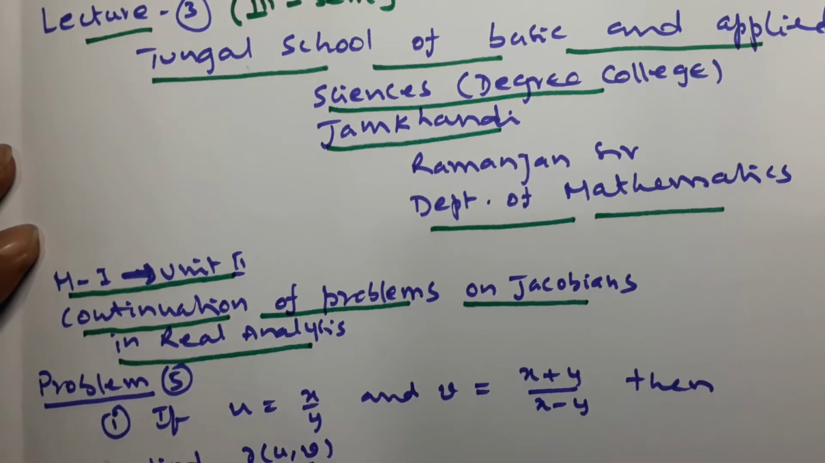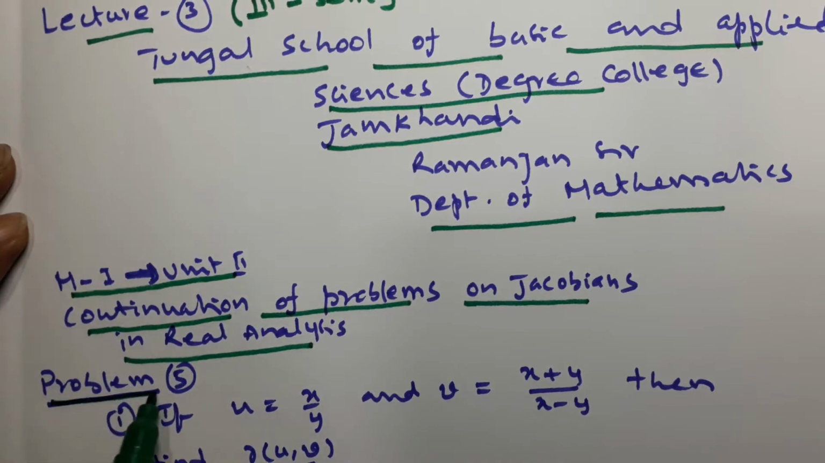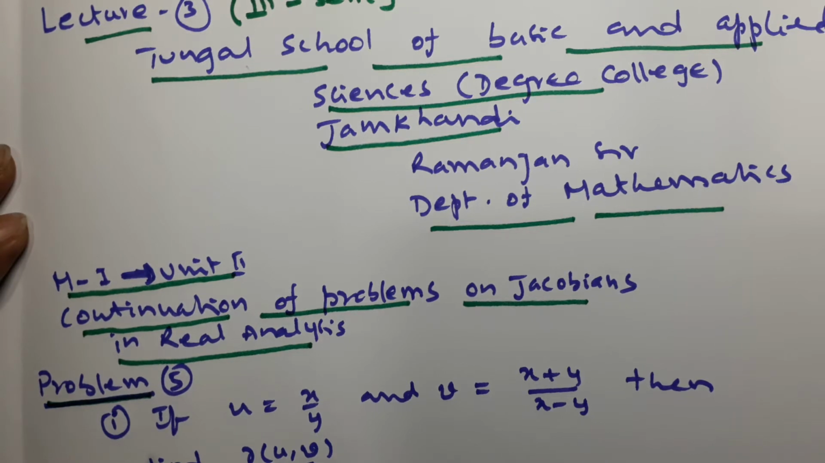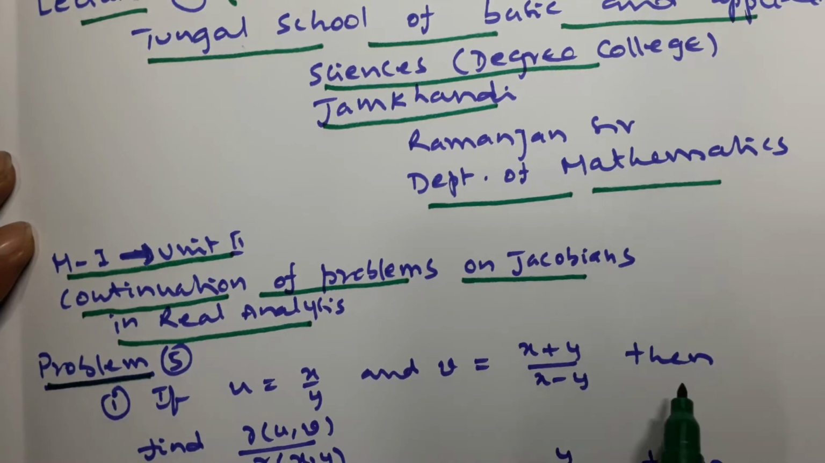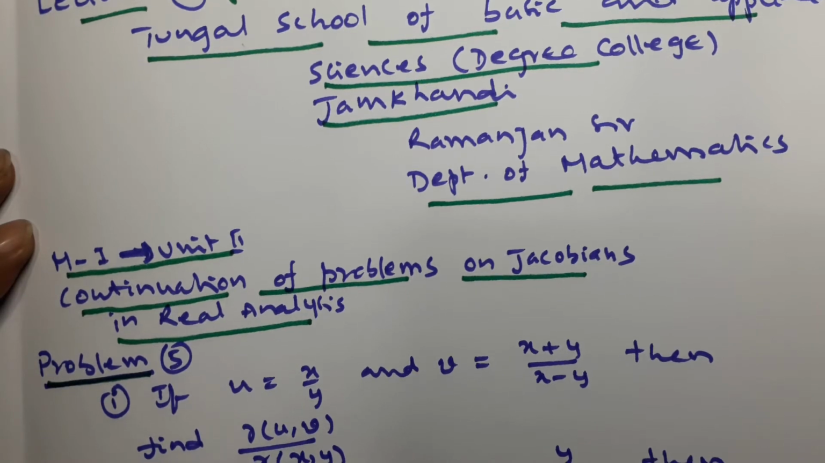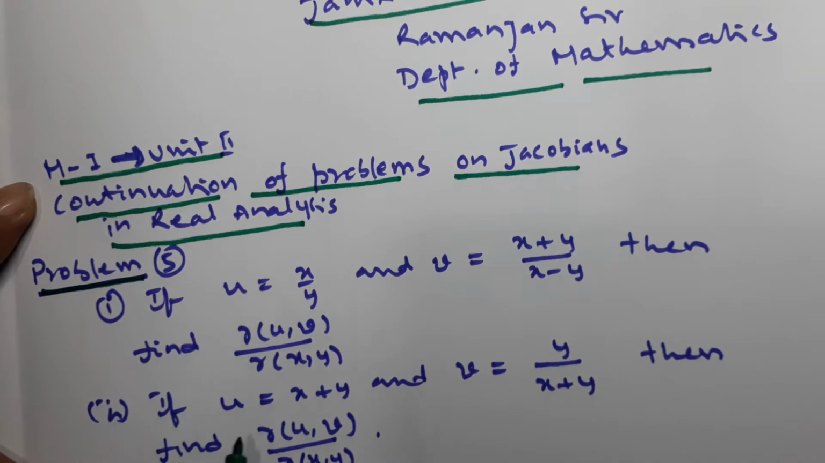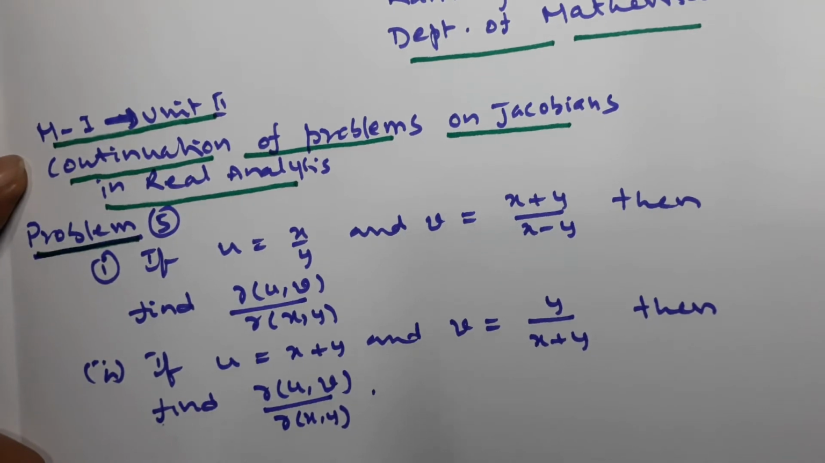As we completed up to problem 4 in lecture 2, now in lecture 3 the problems start from 5. In 5 we have two problems. The first problem: if u is equal to x by y and v is equal to (x plus y) by (x minus y), then find dou of (u, v) divided by dou of (x, y). And the second problem: if u is equal to x plus y and v is equal to y by (x plus y), then find dou of (u, v) divided by dou of (x, y). See, these are the two problems.